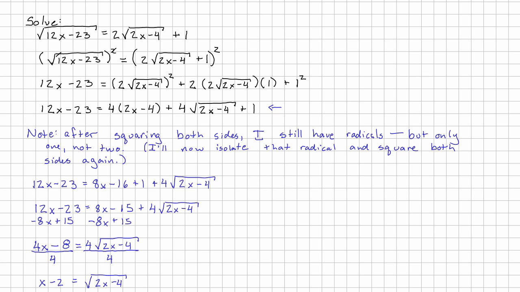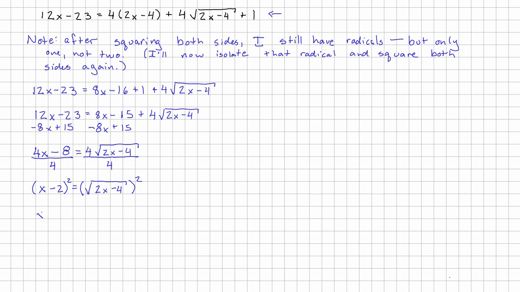Okay, that's quite a bit better. Now I can again square both sides. On the left I get x squared minus 4x plus 4. On the right I get 2x minus 4. And now I have a quadratic equation, but I know how to solve that. I'll subtract 2x on both sides, add 4 on both sides.